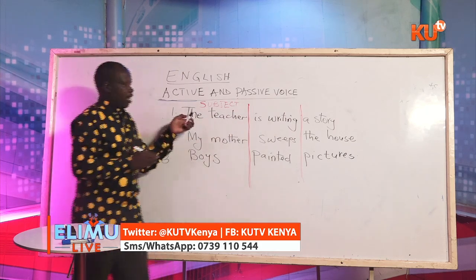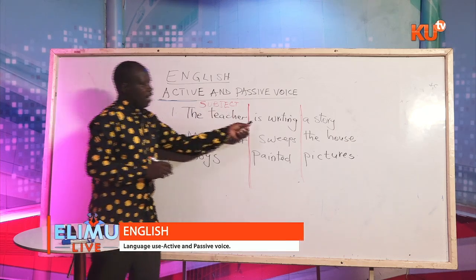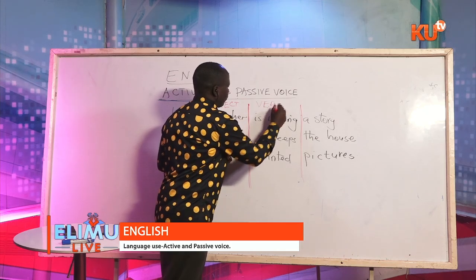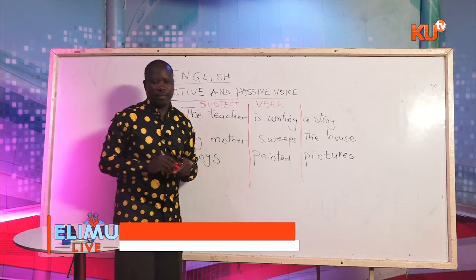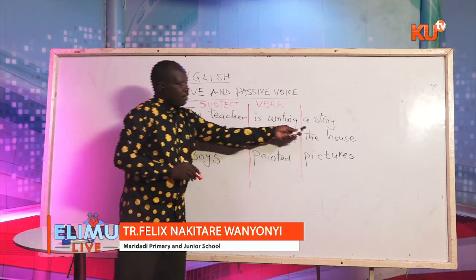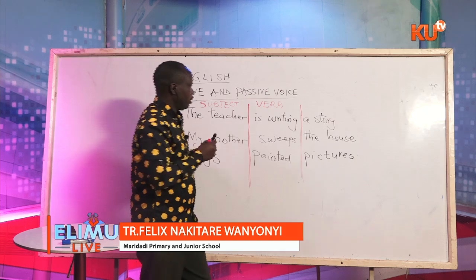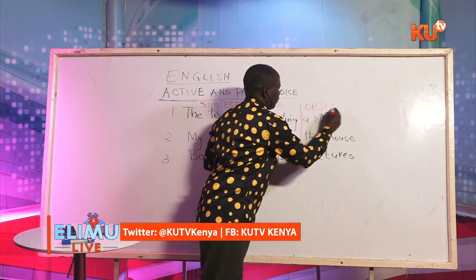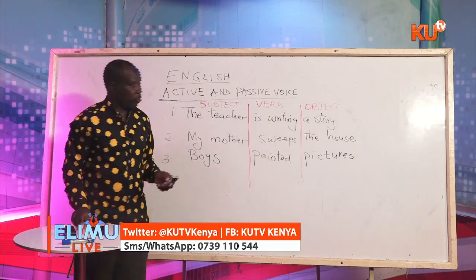The doer of the action is referred to as the subject. Then the action in our sentence is the verb. The action is the verb, and the receiver of our action is the object. The receiver of the action is the object.